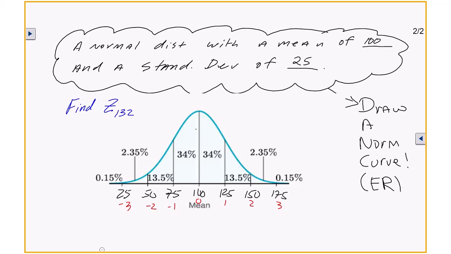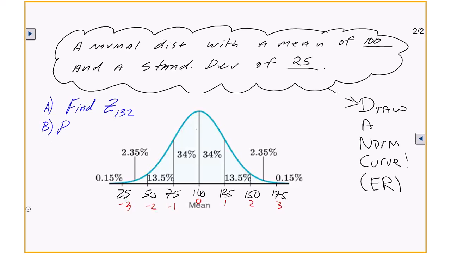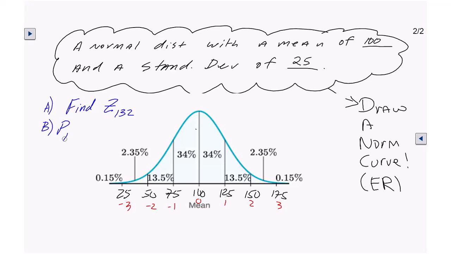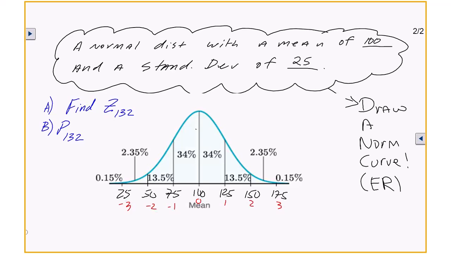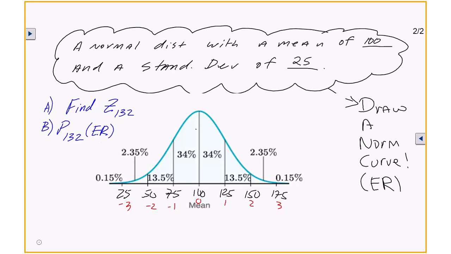Now, first of all, I want to put a B here because I want to show you A, there's A, and B: find the probability at 132. In other words, what is the percentage at 132? Or what is the probability at 132? So the first thing you've got to do, we're going to do a little bit of common sense. Now this is the empirical rule right here. This is not definite. This is the empirical rule.